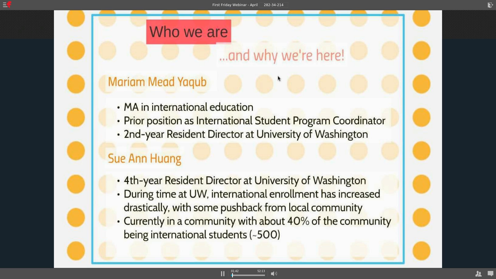And then, hello everyone, my name is Huang, and I am also a resident director at the University of Washington. This is my fourth year being an RD, and I've worked in two different communities. Just during my time at the UW, the international student enrollment has increased a ton, and there's been some interesting pushback from students on campus and even alumni about how many international students we have here and whether that's having a positive or negative impact. I currently work in the Mercer Apartments, which is a large complex, and about 40% of our community is international students, undergrads and grads. That's about 500 students, so I work with a lot of international students very closely on a daily basis.